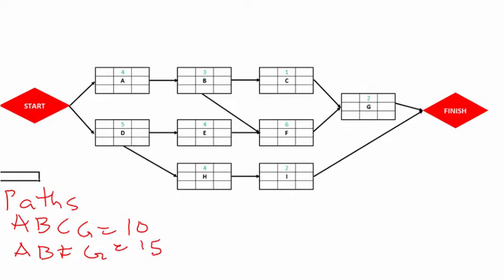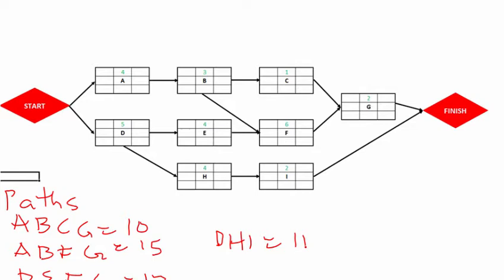We have paths D, E, F, G. This gives us a duration of 5 plus 4, 9, 9 plus 6, 15, 15 plus 2, 17. And the last but not the least is path D, H, I. This gives us a total duration of 5 plus 4, 9, 9 plus 2, 11.